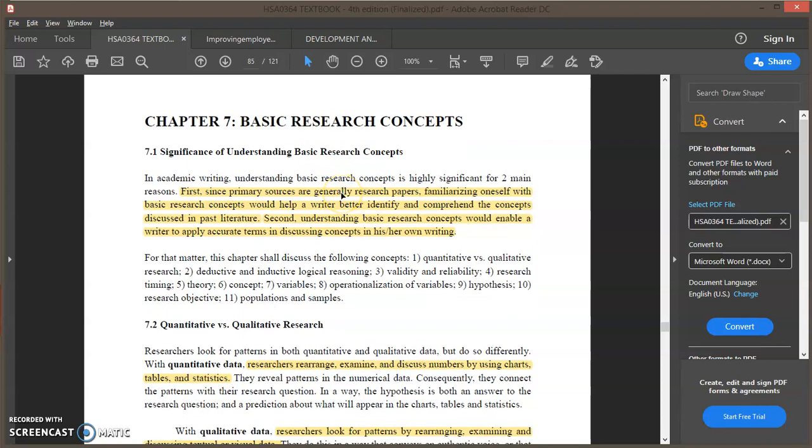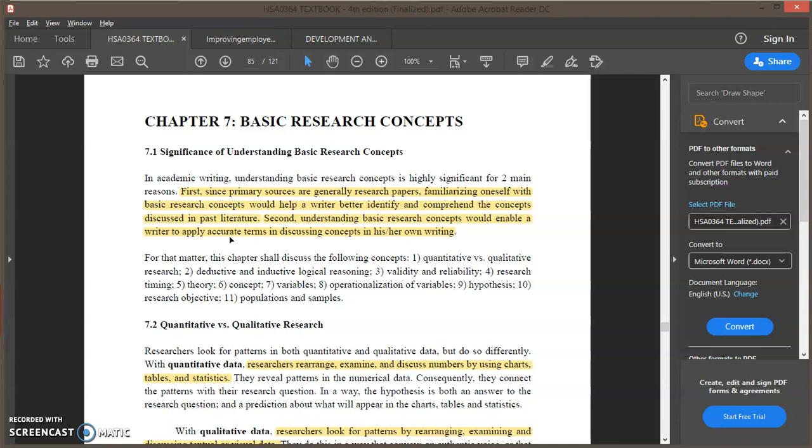So, the first subtopic for this chapter is the significance of understanding the basic research concept. We can look at what I have highlighted here first. The first significance is that it will help a writer to better identify and comprehend the concept discussed in past literature. There are lots of concepts that you need to understand before you start reading any journal articles. Secondly, if you understand the basic research concept, it will enable a writer to apply accurate terms in his or her own writing.